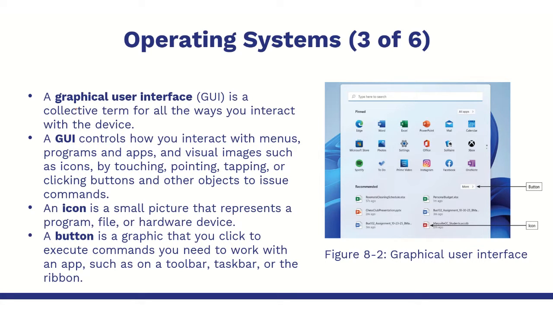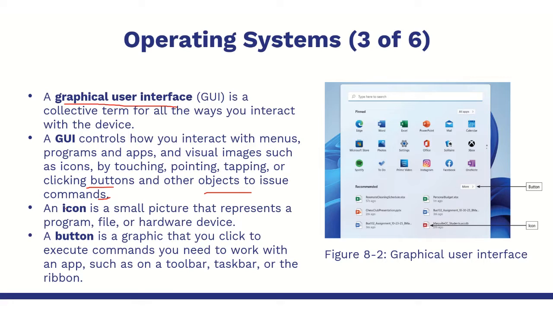An operating system has the following features. You can see a graphical user interface or GUI. This is a collective term for all the ways you can interact with the device. A GUI controls how you can interact with menus, programs, and applications, and the images such as icons by touching, pointing, tapping, or clicking the buttons and other objects so that you can issue the commands.